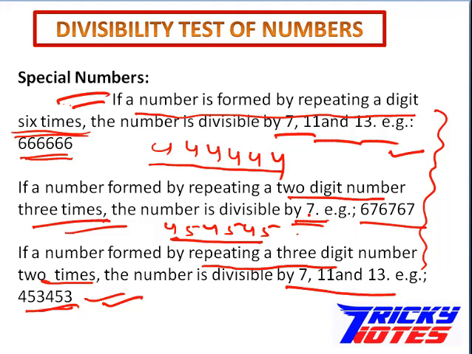Any number, once again I am telling you, any number which repeats 6 times is divisible by 7, 11, 13. Any 2-digit number which repeats 3 times is divisible by 7. Any 3-digit number which repeats 2 times is again divisible by 7, 11 and 13.